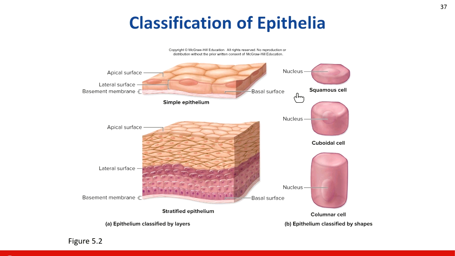The three cell shapes we're talking about: the first one is the squamous cell, that's a flattened cell. The next one is the cuboidal cell, where the cell will be as tall as it is wide, and the nucleus will be right in the middle, spheroidal. And then we've got our columnar cell, and the nucleus will be down towards the bottom half of the cell. It looks like an egg, oval.